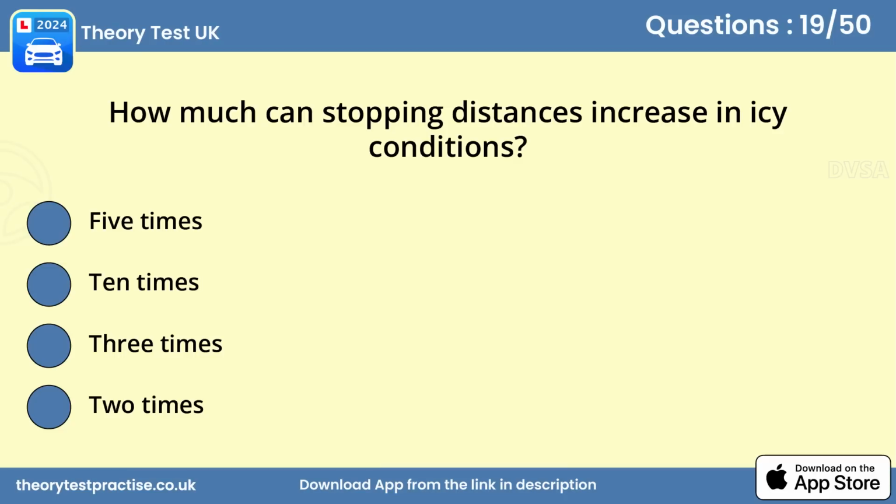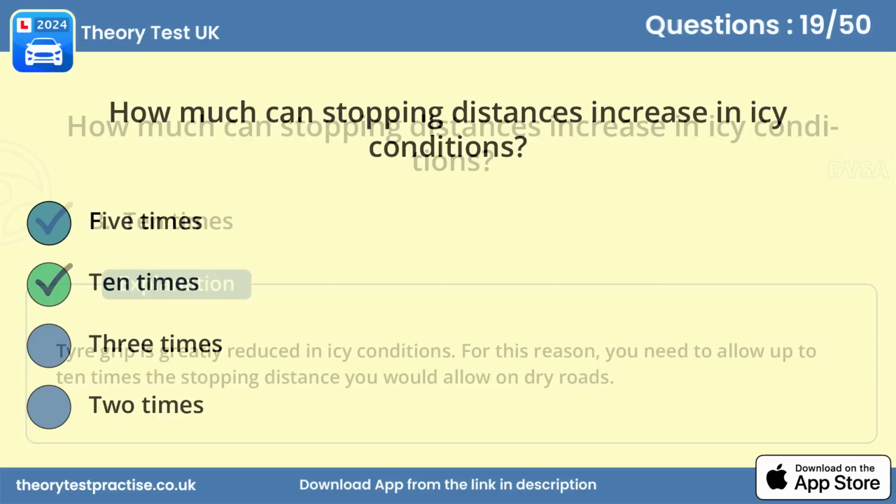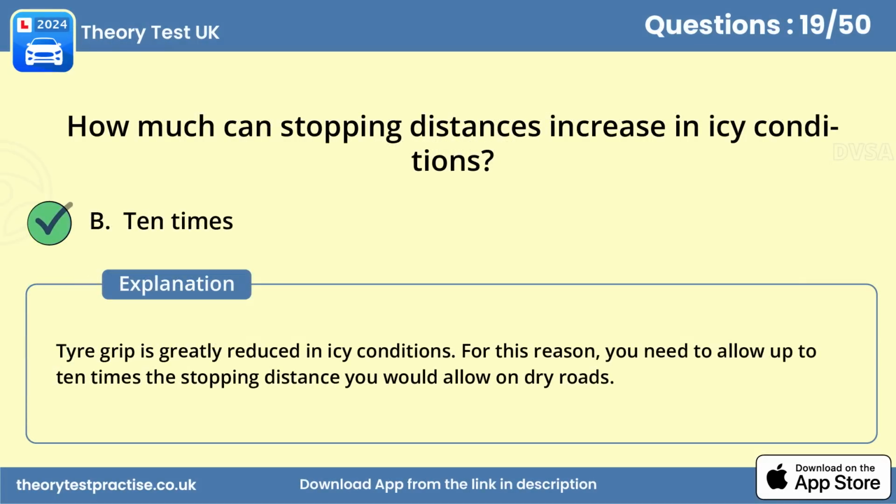Question 19. How much can stopping distances increase in icy conditions? B. 10 times. Tire grip is greatly reduced in icy conditions. For this reason, you need to allow up to 10 times the stopping distance you would allow on dry roads.